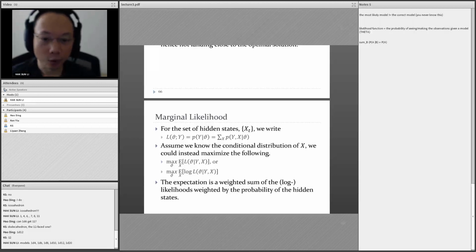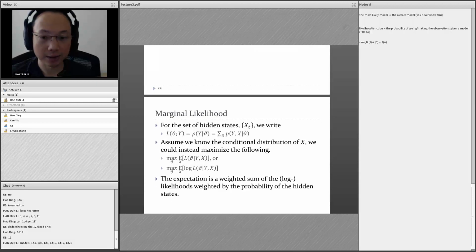Now, what is this? This summation of p(y, x given theta) over x is just an expectation, right? Because summation is just expectation. This is the expectation of this function with respect to x. And this function is essentially the same as this function because they can be used interchangeably, right? L and P are the same function.